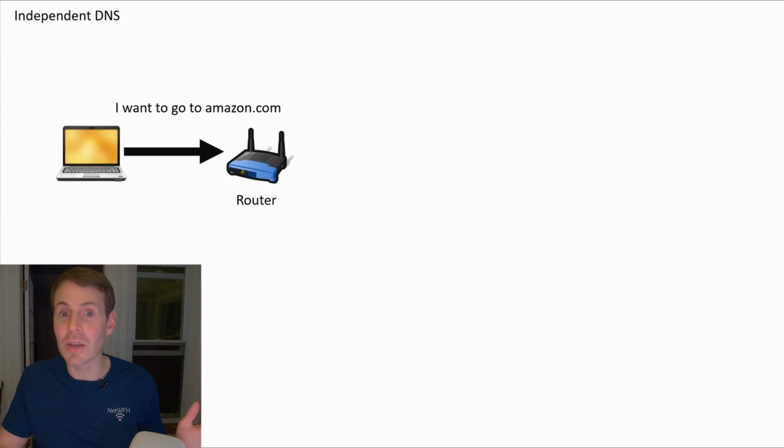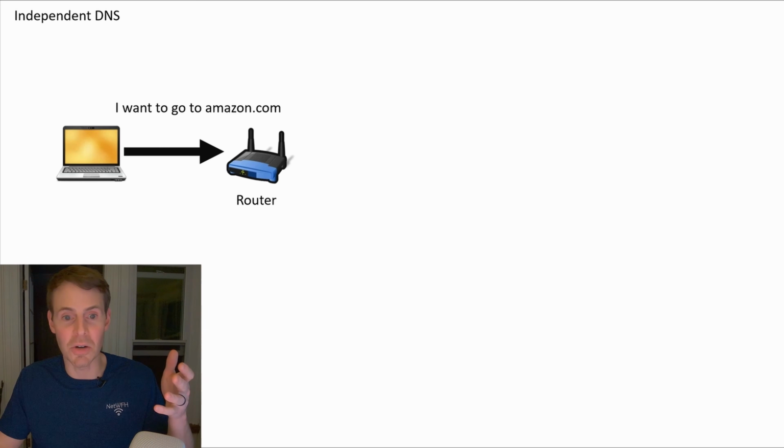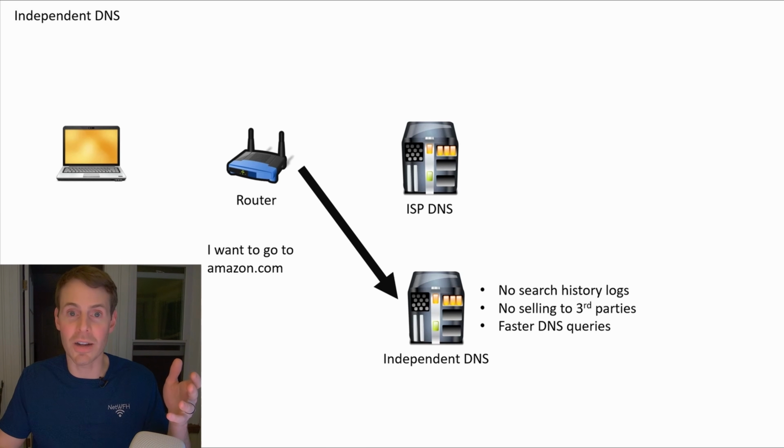Well, normally what you can do, as I mentioned before, there are many other DNS servers that you can query whenever you want to access a website. So normally what you would do is select a different DNS server to query every time you wanted to access a different website. So what would happen is your laptop reaches out to your router: we want to go to Amazon.com.